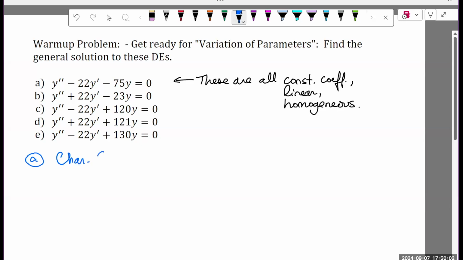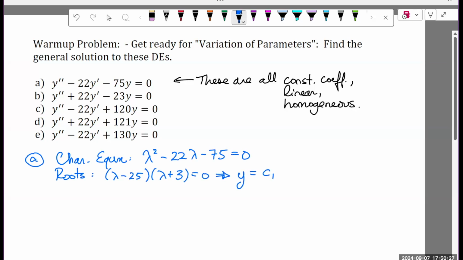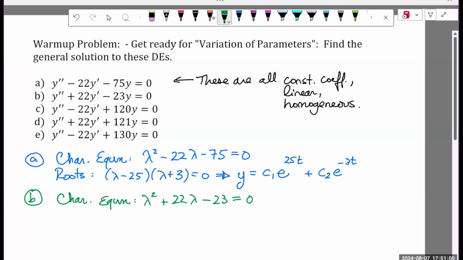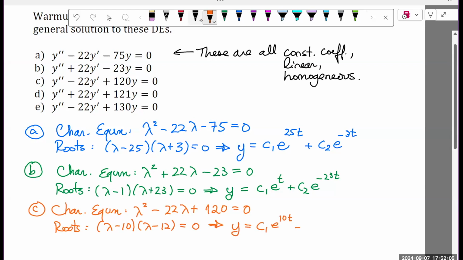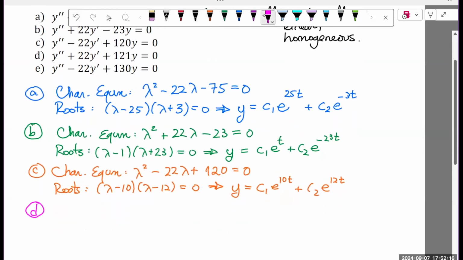Also, try to pay attention to what you think the long-term behavior of each solution is going to be as t goes to infinity. In problem A, we get two distinct roots, and so we just have a linear combination of e to the 25t and e to the minus 3t. In problem B, we also have two distinct roots. Problem C, once again, we have two distinct roots. So all those solutions have the same general form. The key difference between the solutions of A, B, and C is that in problem A, the long-term behavior is dominated by e to the 25t. In problem B, the long-term behavior is dominated by e to the t, but in problem C, the long-term behavior is dominated by e to the 12t.